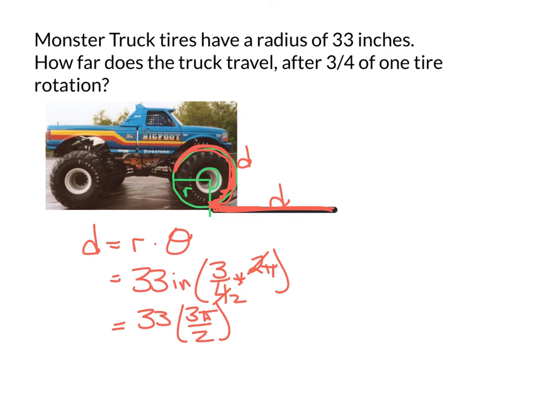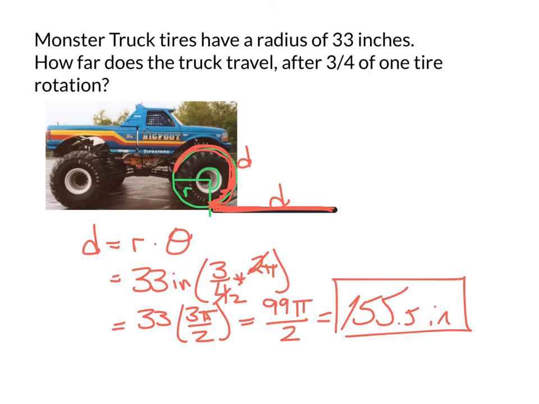So we grab our calculator, multiply that all together. 3 times 33 is 99 times pi divided by 2, and we get about 155.5 inches, which is over 10 feet, and the tire hasn't even spun one time. So that's a lot right now.